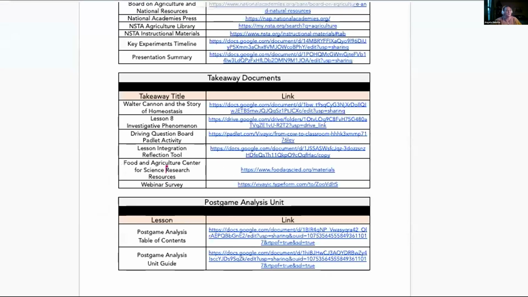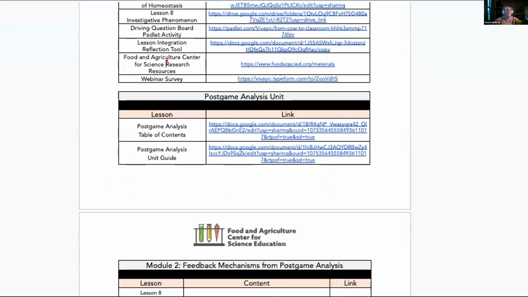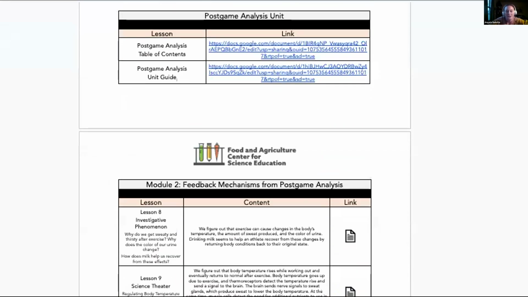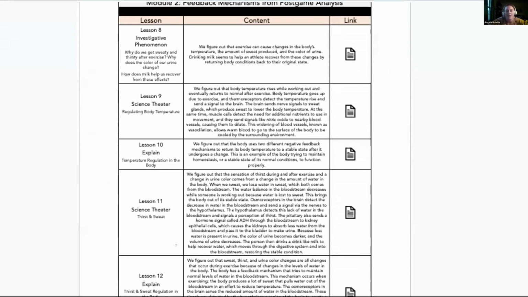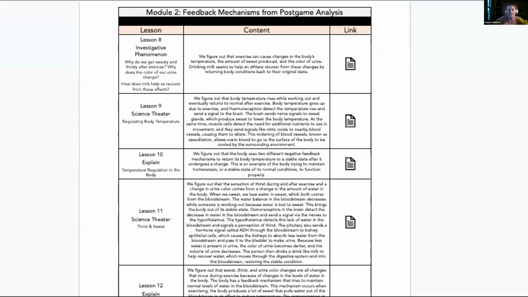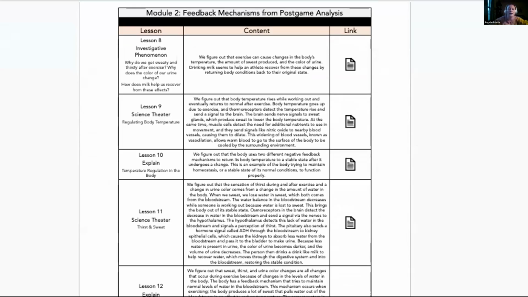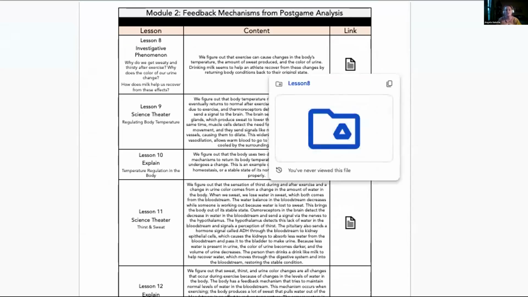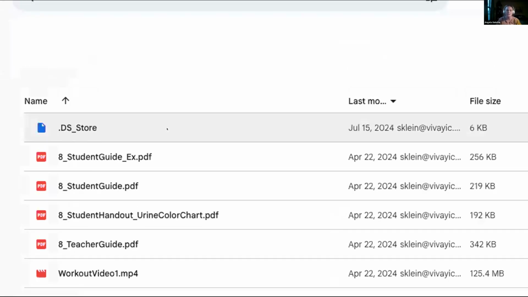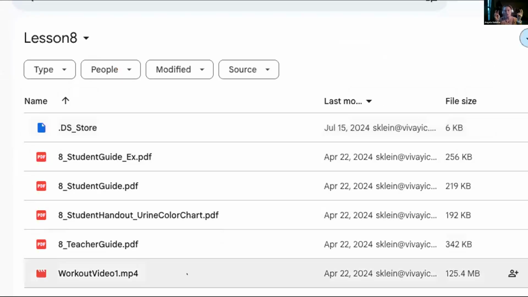As we mentioned earlier on that takeaway document, if you keep scrolling down, you're going to see all of the module tool components on that second page. And that link right there on the right-hand side is going to have you access a folder. That folder will have all of our teacher materials, all of our student materials, and the quote unquote answer key that we have as well.